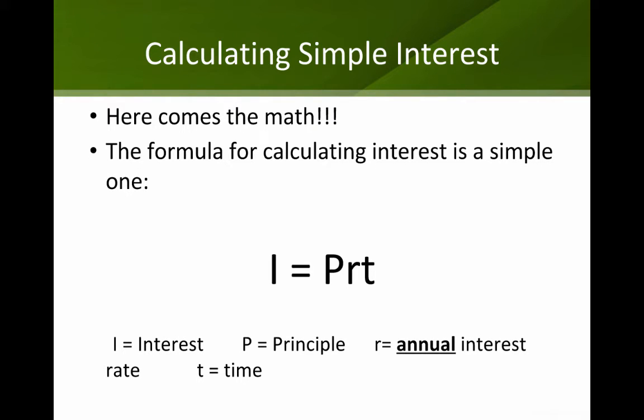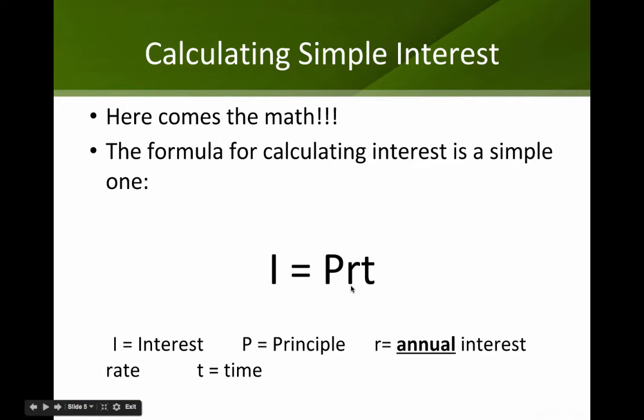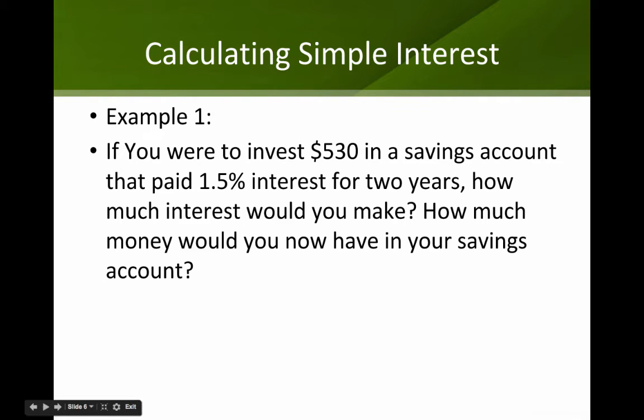Okay, how do we calculate simple interest? And this is very simple. Don't let this formula scare you. It's basically interest equals your principal times your interest rate times time. Okay? So you can write that down in your worksheet. And here's the first example. If you were to invest $530 in a savings account that paid 1.5% interest for 2 years, how much interest would you make? And how much money would you have in your savings account?